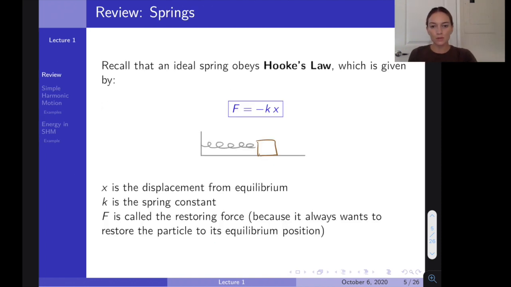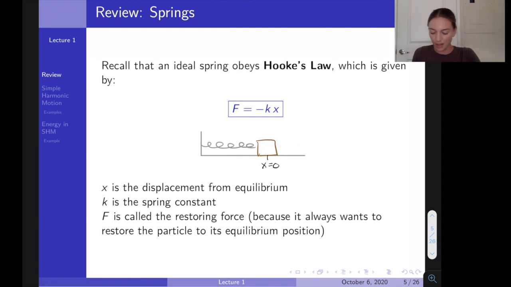And then let's just review springs. Since simple harmonic motion is basically just spring motion, we're going to be using this a lot. So remember Hooke's law, where the restoring force of the spring is given by negative kx, where k is the spring constant, and x is the displacement from equilibrium. So if we have some spring here, this is its equilibrium position at x equals 0. And then this x just measures how far it's displaced from equilibrium, either to the left or to the right.